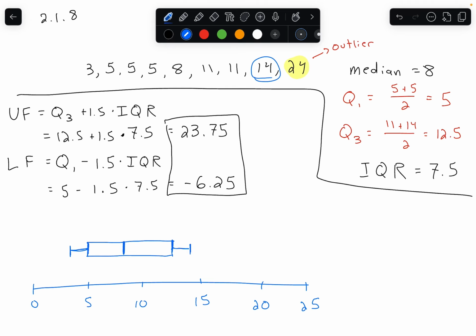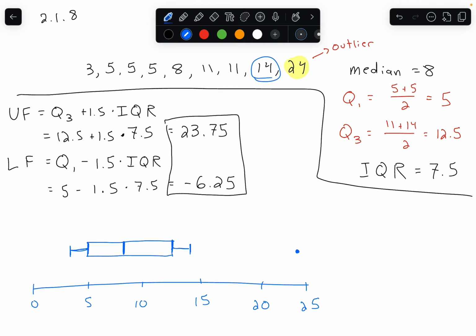However, I have one last thing to do. I need to make sure that I mark that outlier. So that outlier is at 24. I'm going to put a little dot right there at about 24, maybe a little bit less than 25. Some books might notate this differently. They might use a dot. They might use an X. They might use an asterisk. Any of those will mean that we have an outlier there at 24. I like to just use a dot.